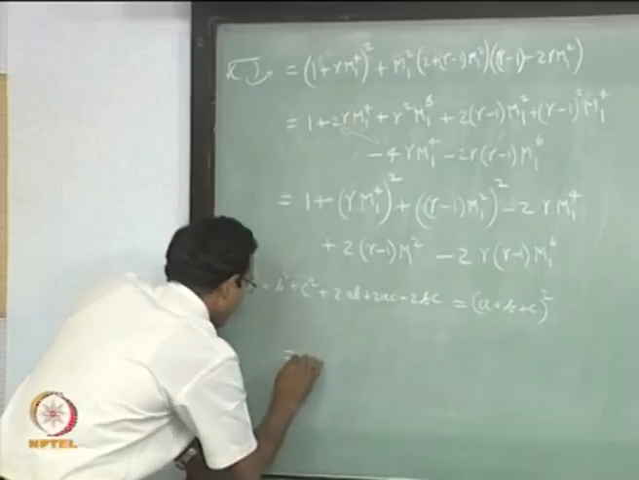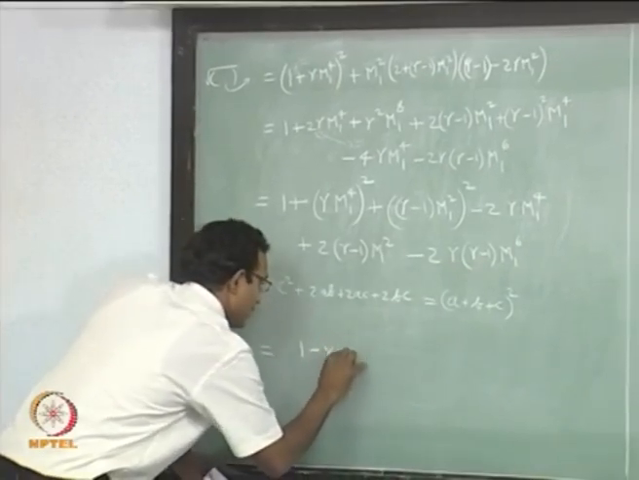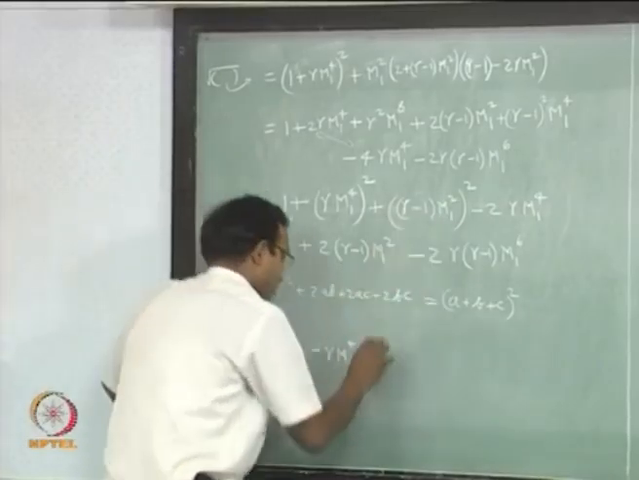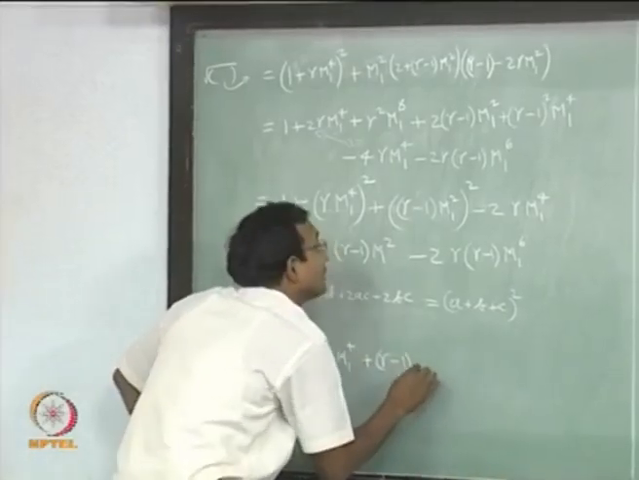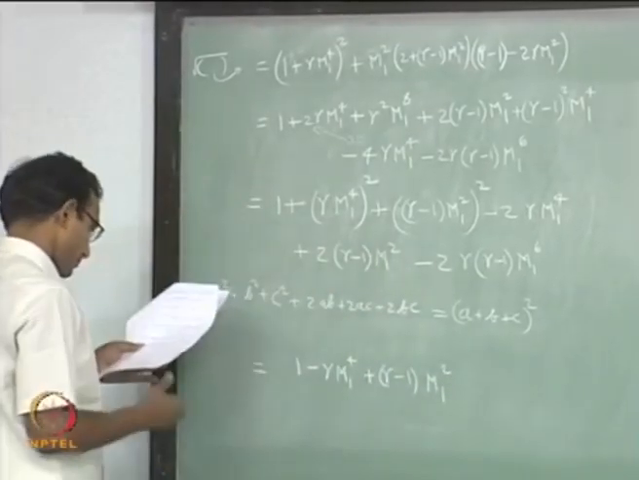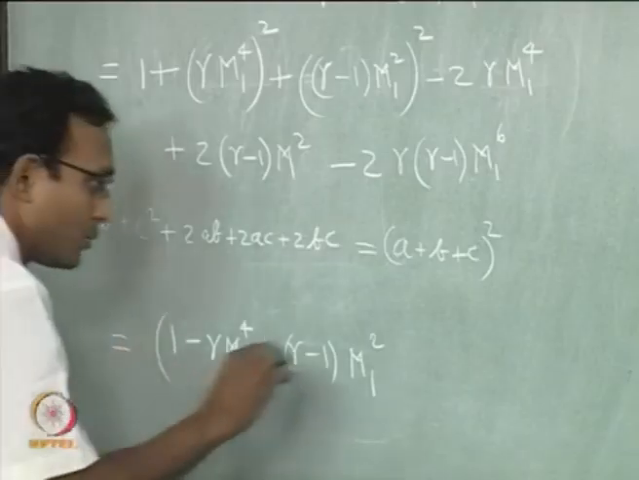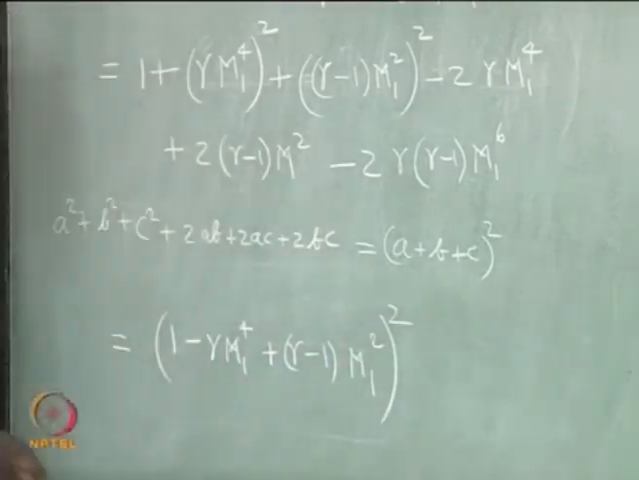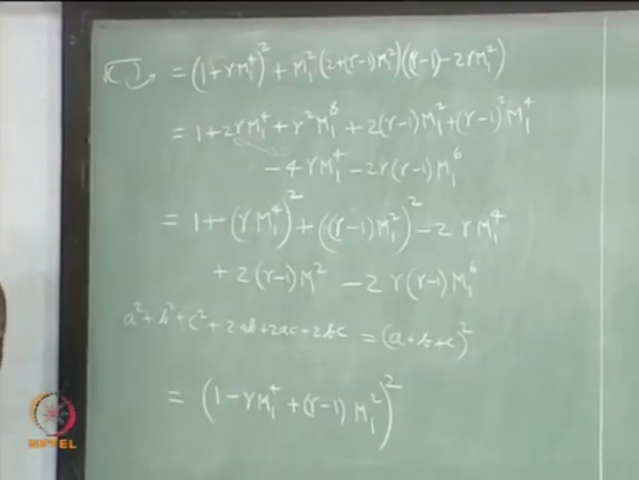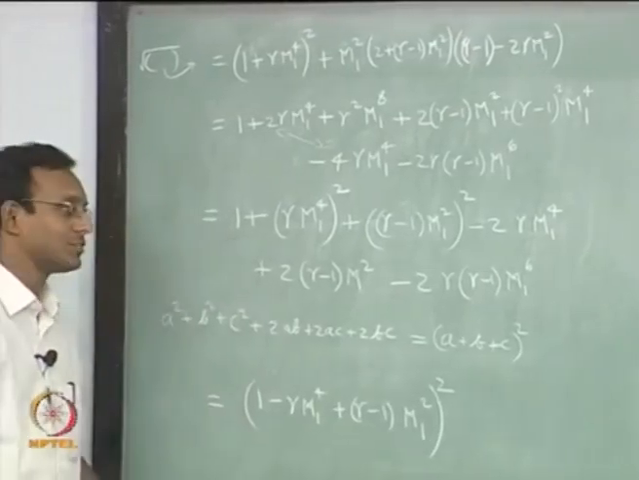So I will write this as 1 minus gamma m1 power 4 plus this term gamma minus 1 m1 square, this whole square. This is what is inside my square bracket, inside my square root. So my whole square root expression will just be without the square, it just simplifies to that.